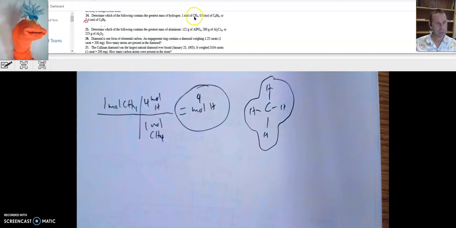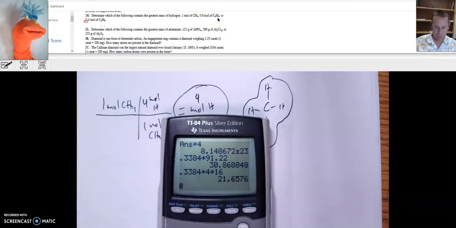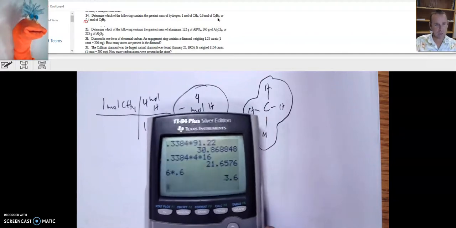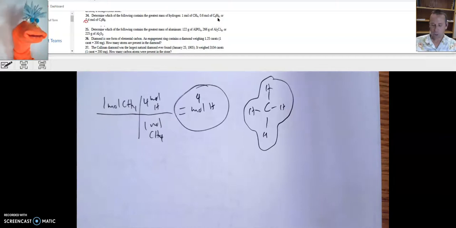The second one is 0.6 times 6, because I have 6 moles of hydrogen, but I only have 0.6 moles of it. So 3.6, so that's less than 4. And the third one is 8 times 0.4. So 3.2. So the first one contains the most moles of hydrogen. Therefore, it's also going to contain the most grams of hydrogen.